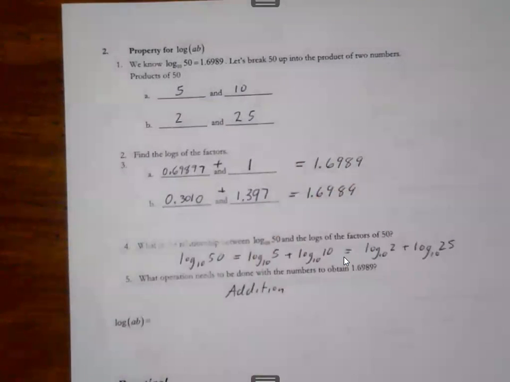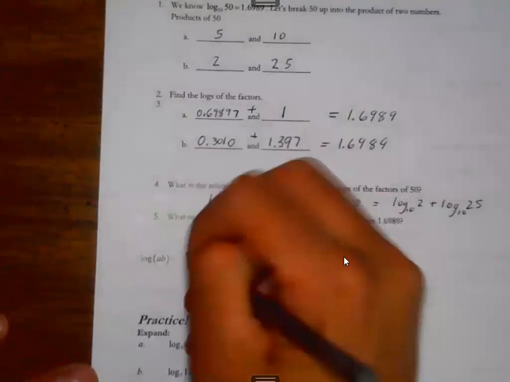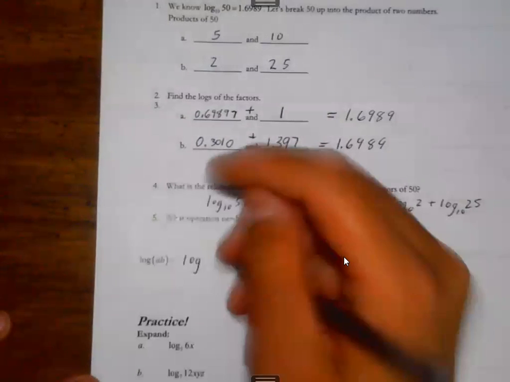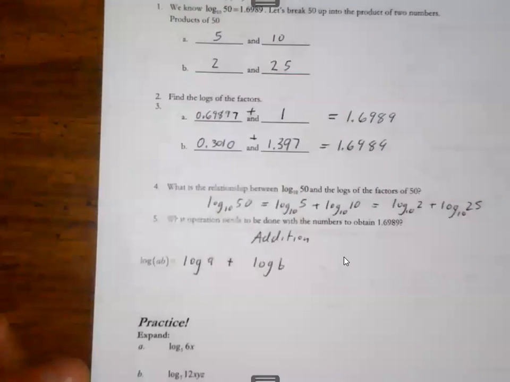So it's called expanding a log. You can expand a log of two numbers that multiply together using addition. So log of A times B is equal to the log of A plus the log of B.